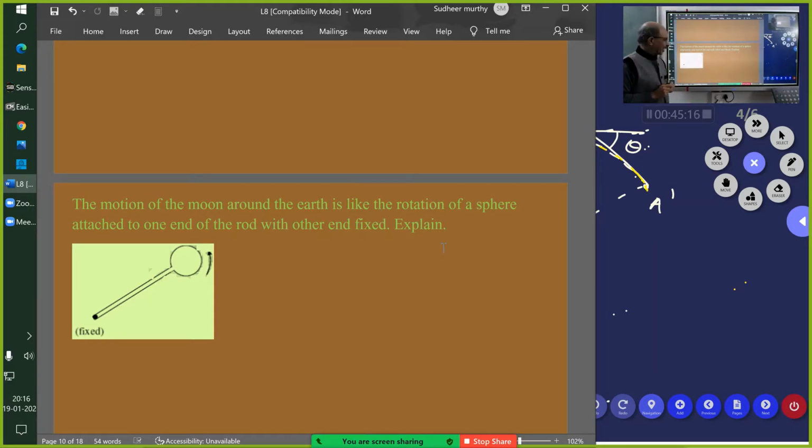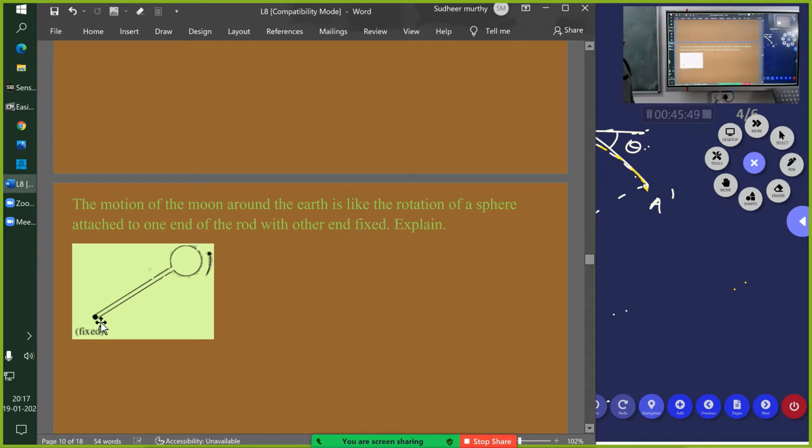Excellent. So that means now put it in terms of angular terms. Angular velocity of moon and angular velocity of earth. They are equal. Great. So the motion of moon around the earth is like rotation of a sphere attached to one end of the rod.